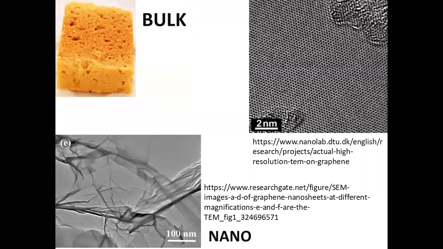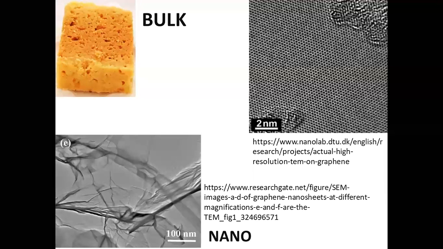Similarly, one more material, the 2-dimensional nanomaterial. Another sweet, the Mysore pak, is a bulk material where X, Y, Z are all in millimeters or centimeters, or even more. But in graphene, the XY directions are in nano size, and in the Z direction it is in microns.